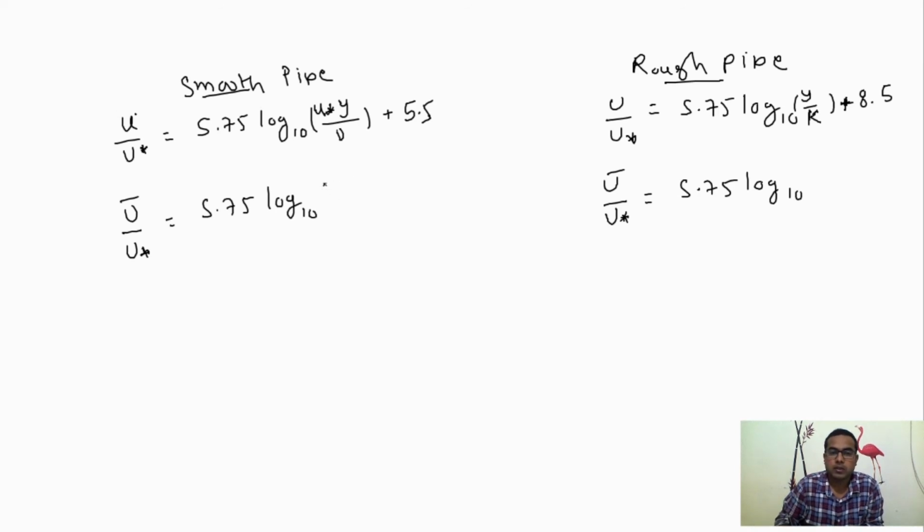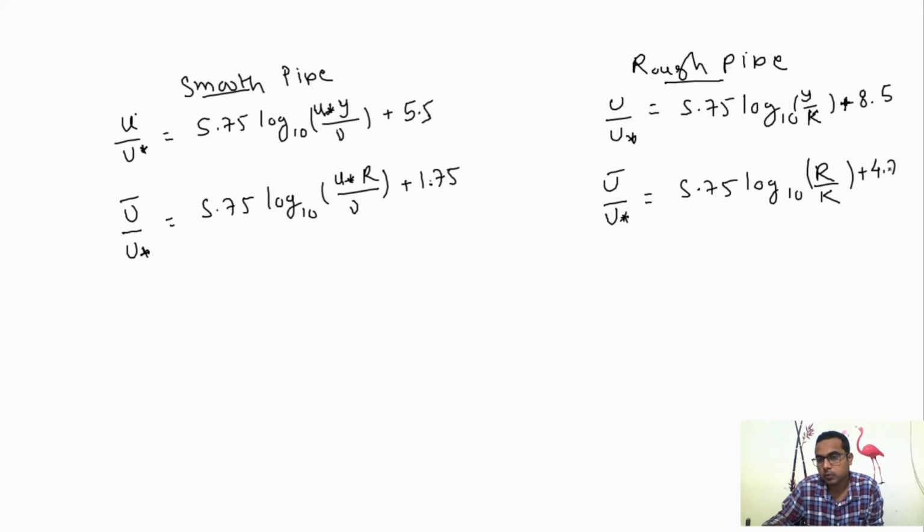Here also you can see the term U star R by kinematic viscosity, plus one term R divided by K plus a constant term, that is 4.75. So here you can see 4.75 and here 1.7. So there is a difference of 3 in these constant values. So this is how you have to remember this formula.